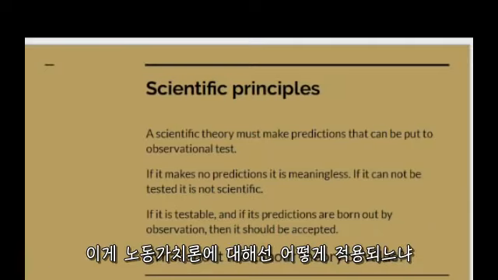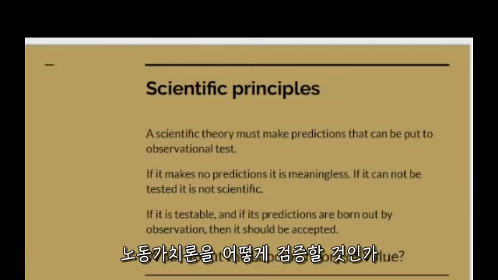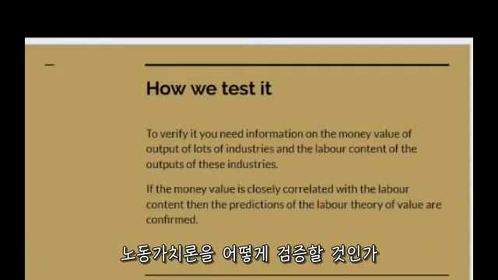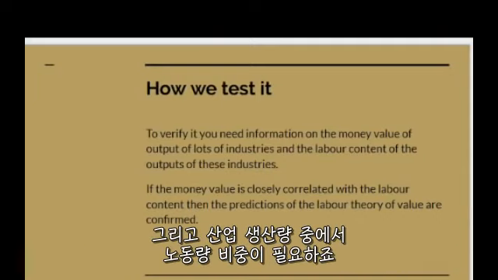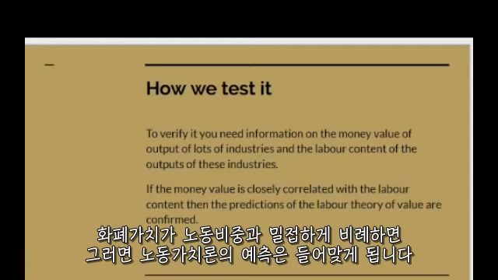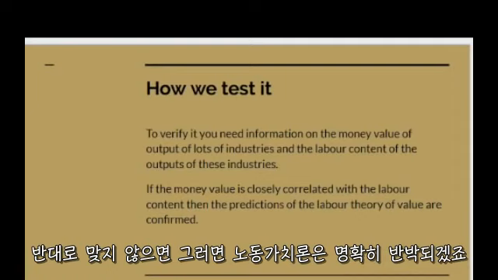Now, how does this apply to the labour theory of value? How would we set about testing it? To verify it, you need information on the money value of the output of lots of industries, and you need information on the labour content of the outputs of these industries. If the money value is closely correlated with the labour content, then the predictions of the labour theory of value have been confirmed. If, on the other hand, they were uncorrelated, then the labour theory of value would clearly be falsified.